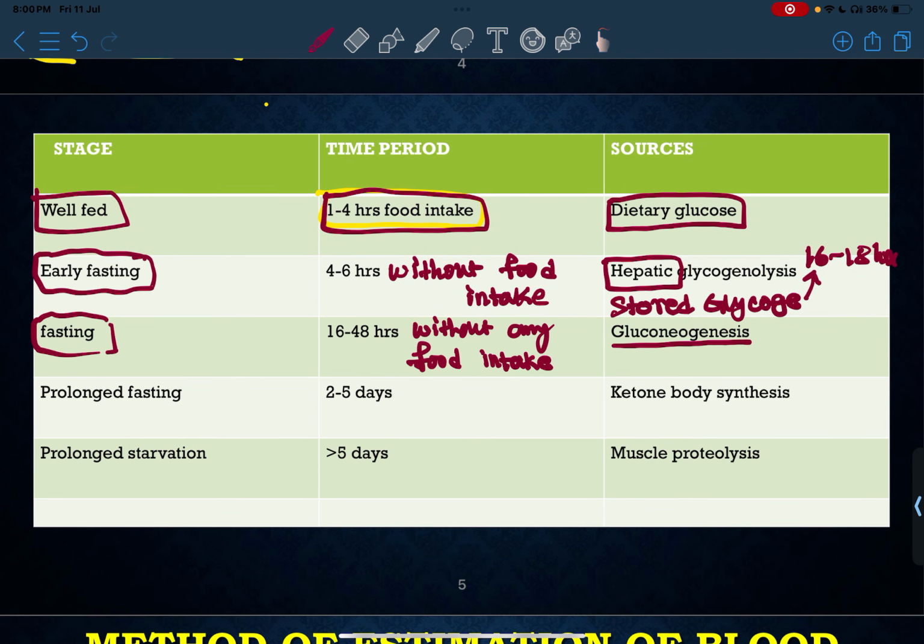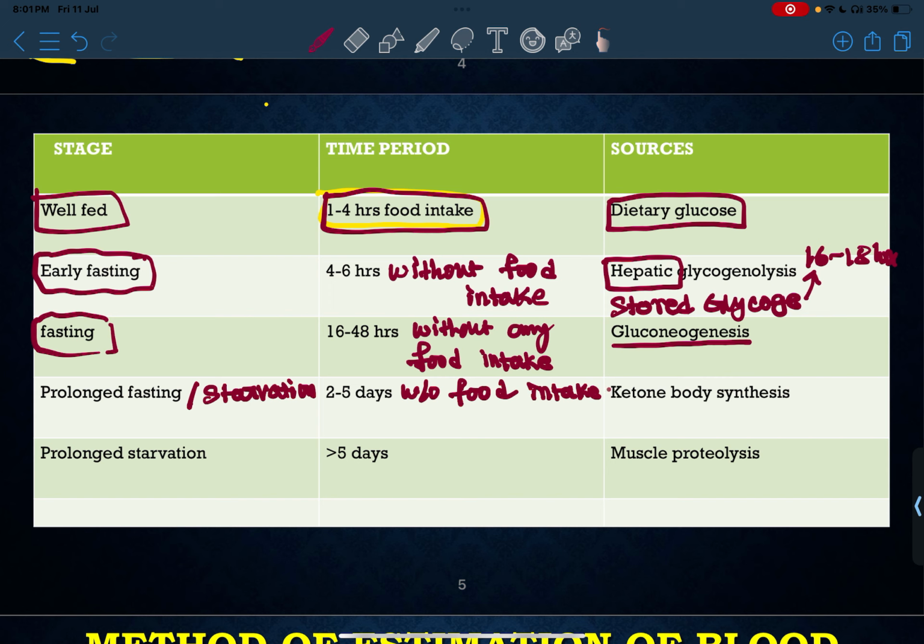Next is prolonged fasting. Prolonged fasting is also called starvation. So what is the definition of starvation? 2 to 5 days without food intake is a stage called starvation. In this stage, there is no direct source of glucose. So what is the source of glucose?